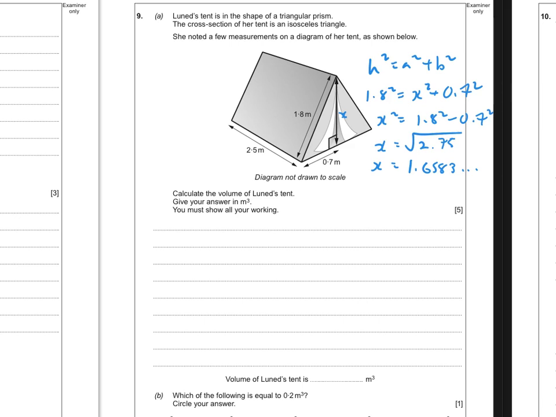Taking the root of that answer, we get 1.6583... So just for use in calculations, perhaps because we're going to use this somewhere else, maybe just round to 2 decimal places, 1.66 meters tall. So now we have that, we can work out the volume.